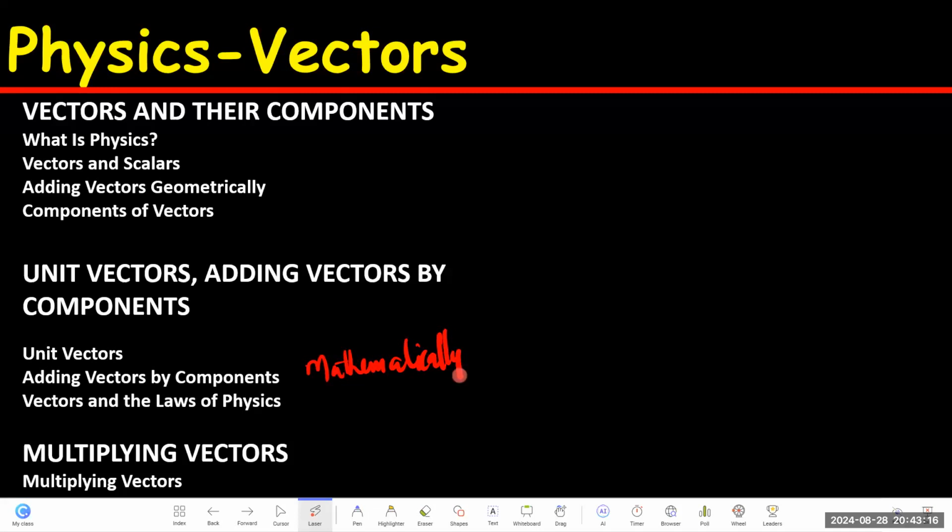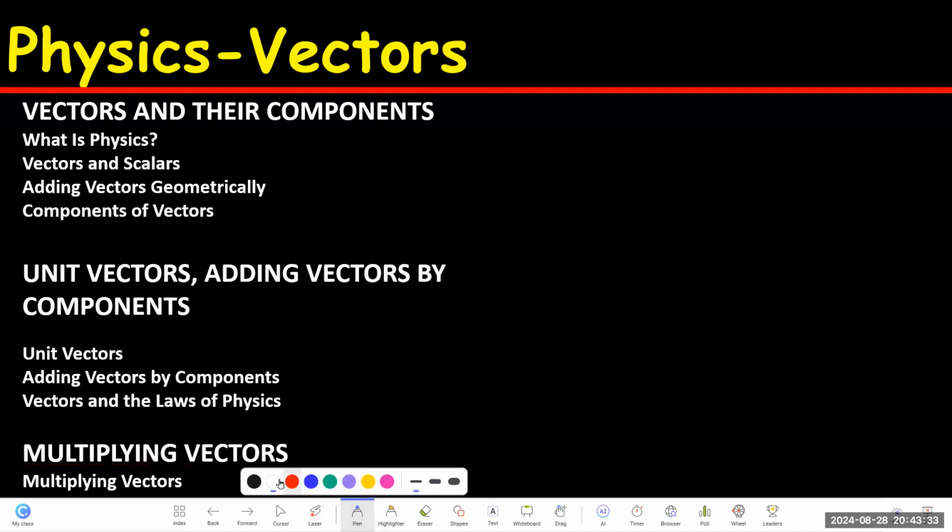Okay. And here we're going to be talking about more graphing. Okay, so these are the differences between the two topics. And the last one, we're going to see how we can multiply two vectors. If we have two vectors, how many different ways can we multiply them? So let's jump in and start talking about vectors.